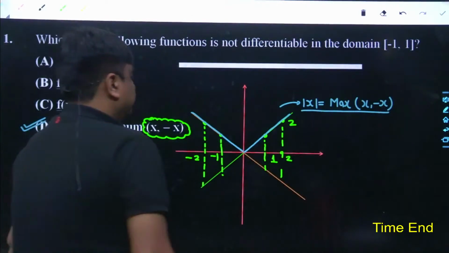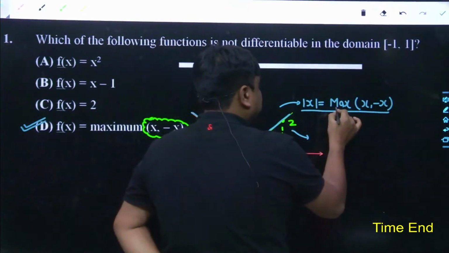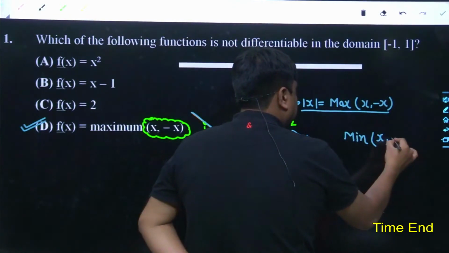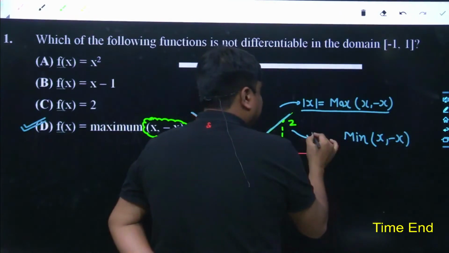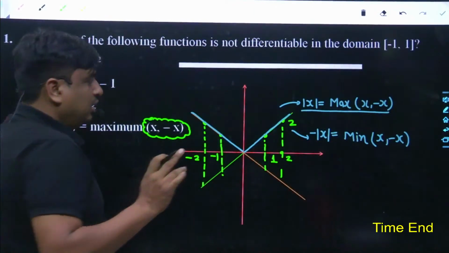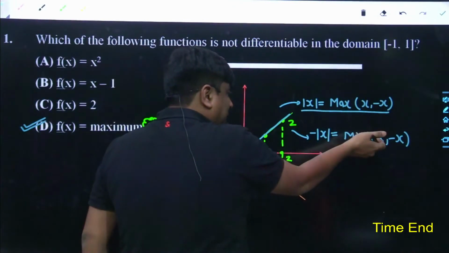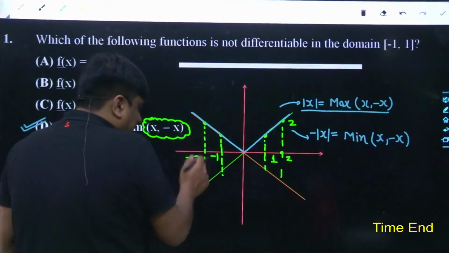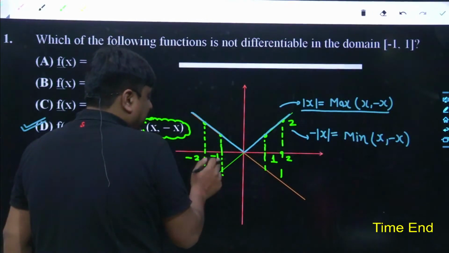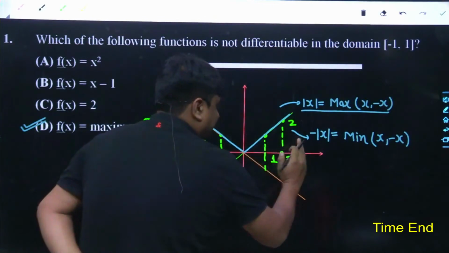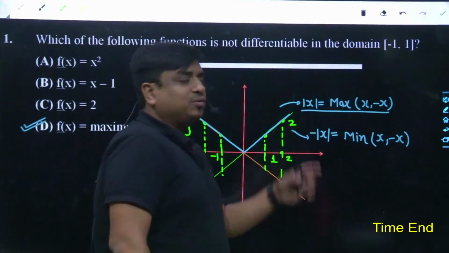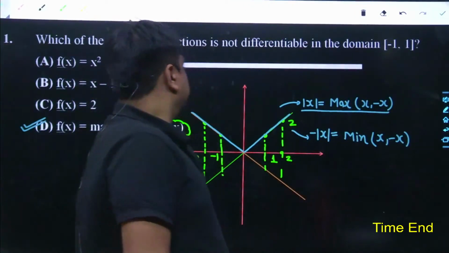The next important thing: rather than writing max of x comma minus of x, if they had referred to the minima between x comma minus of x, in that case it would have been minus of the magnitude of x. Why so? If they refer to the minimum value, then at x equals -2, the value would be given by plus of x. Similarly, at -1, the value would be given by plus of x. And once you go for the positive values of x, the values would be given by minus of x. So virtually speaking, this becomes minus of mod of x. So this thing must be clear to all of you.